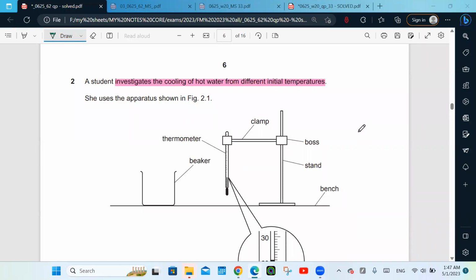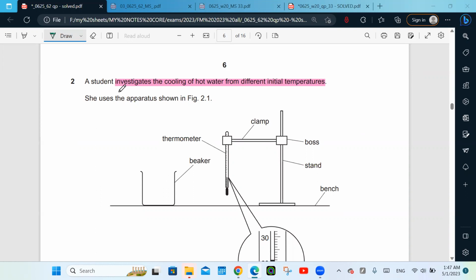Hello everyone. This is question number 2, February-March 2023 physics paper 6, variant 2. Here you have a question about a student that investigates the cooling of hot water from different initial temperatures. Okay, so be careful here.